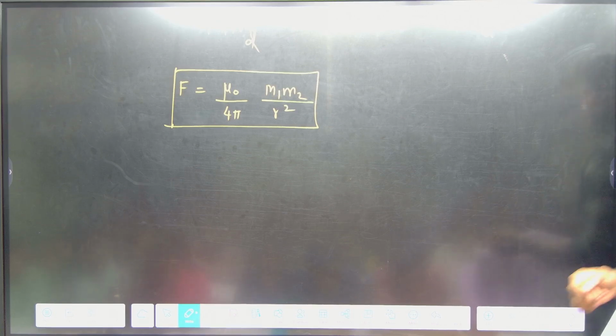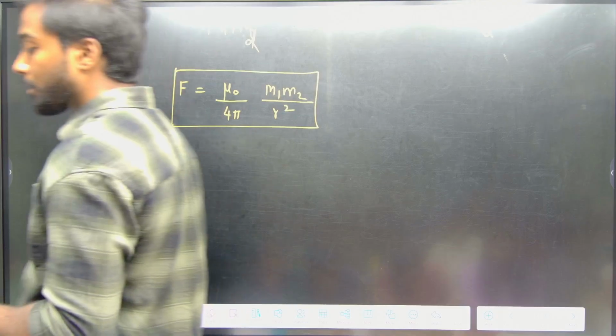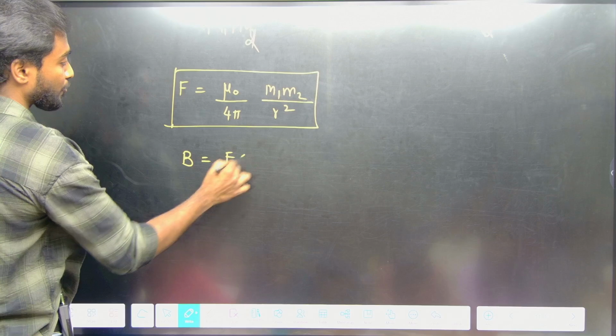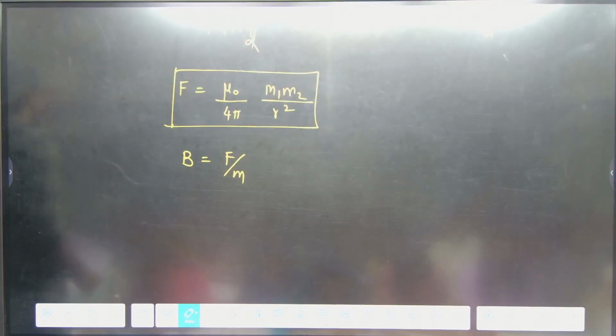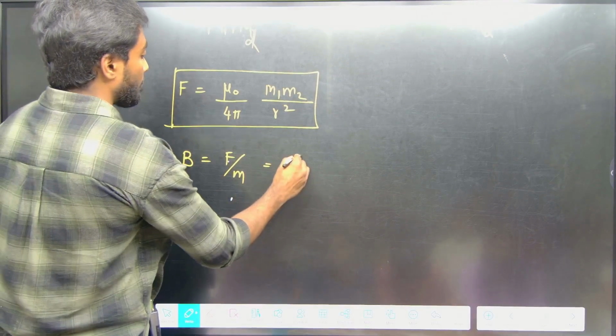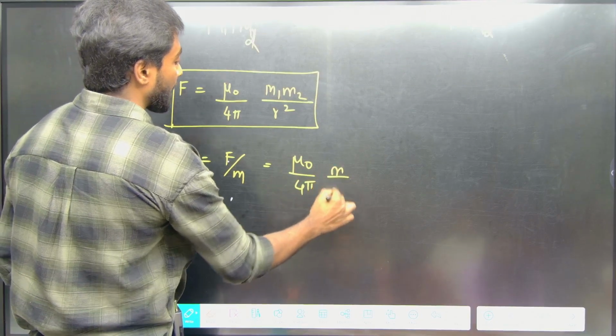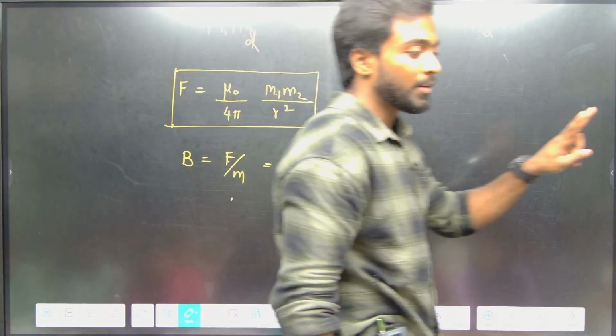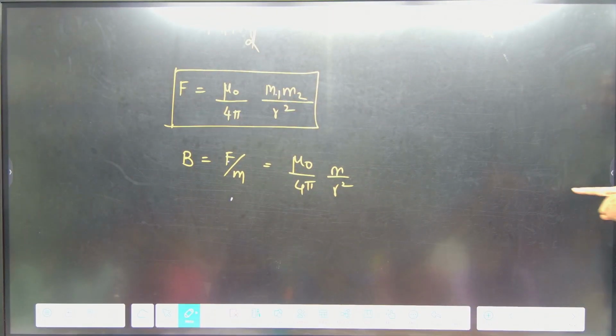The next one is magnetic field strength, which is denoted by the letter B. So which is equal to F by M. So electric field we have learned now, force by charge. Here, force by the magnetic pole. So which is nothing but mu naught by 4 pi m by r square. That's the formula. M1 and M2 have been taken as m and m. If I take m square divided by m, one m and one m will be cancelled out. So remaining will be a single m in the numerator.